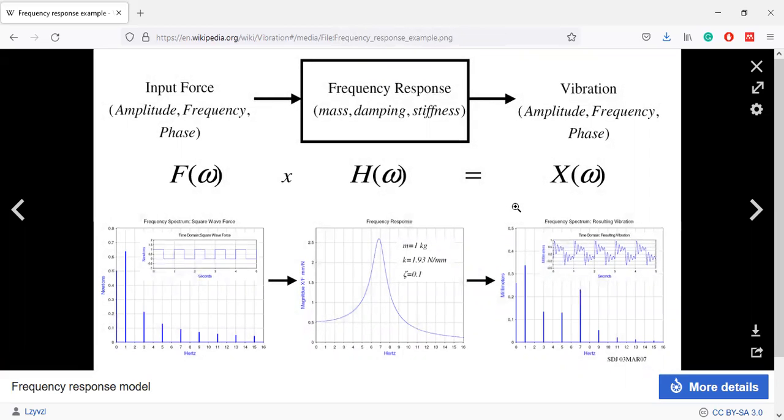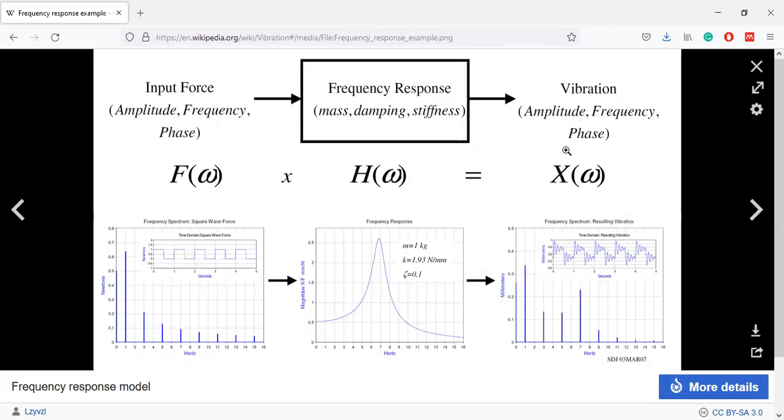In the Laplace transform case, as we know, the input function is the excitation. We provide some excitation, in terms of amplitude, frequency, or phase, and the system will respond. The system consists of mass, damping, and stiffness, and then the output is the vibration amplitude, or the vibration frequency, or the vibration phase.